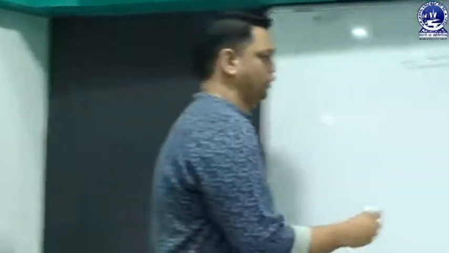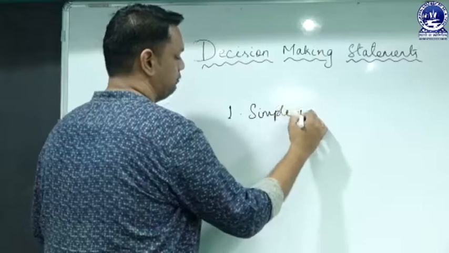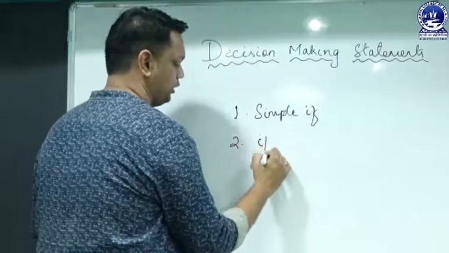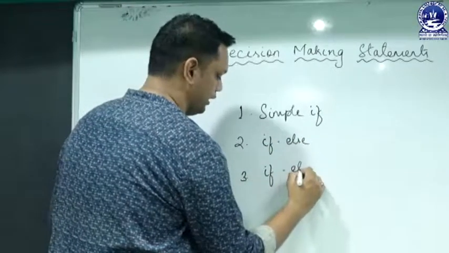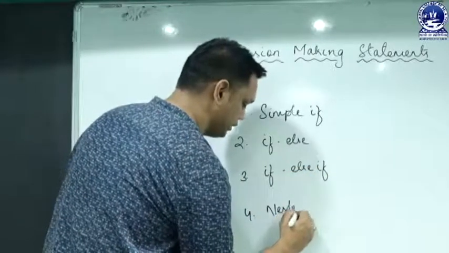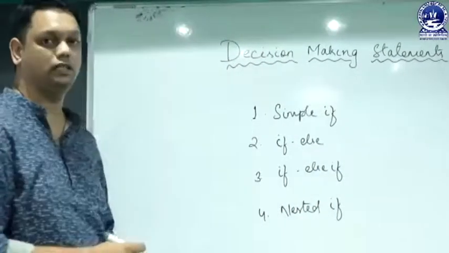In the case of decision making statements, we have 4 variations. The first statement used under decision making is the if statement. We have 4 categories: the simple if, or only if statement; next is the if else statement; the third one is the if else if statement; and the last one is the nested if statement. So these are the 4 variations of a decision making statement.